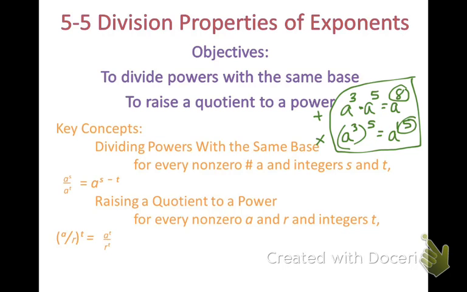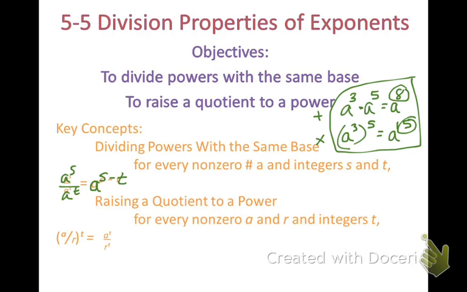So, dividing powers with the same base for non-zeros. On this one, you have a to the s power over a to the t power. So, you're going to have the same base, a, and you're going to subtract the top exponent, which is s, minus the bottom exponent, which is t. And that's how you're going to do your math today.